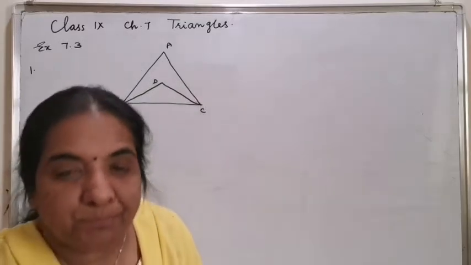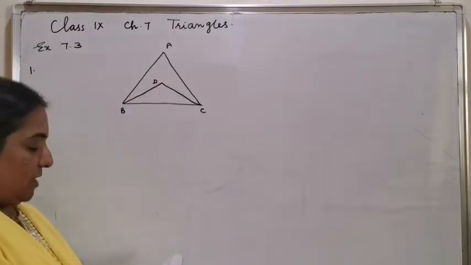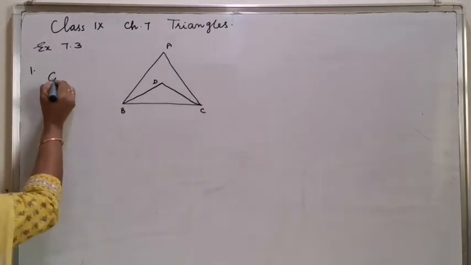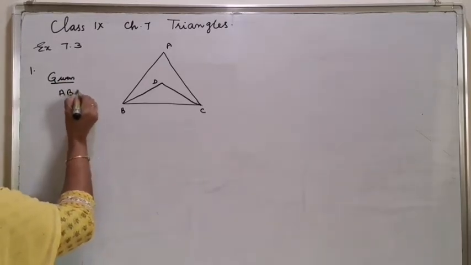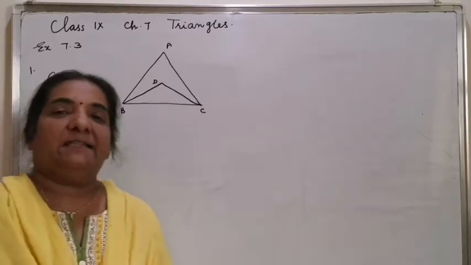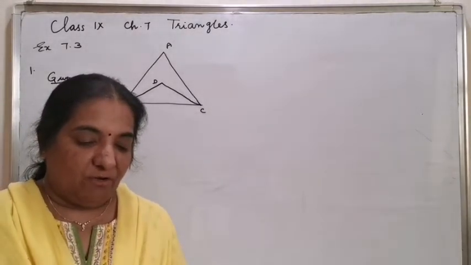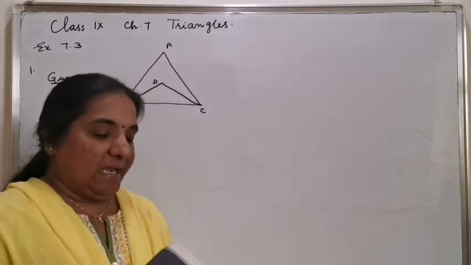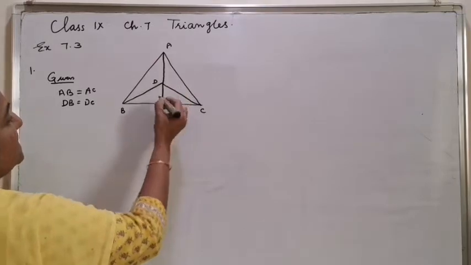Question number 1. Triangle ABC and triangle DBC are two isosceles triangles on the same base BC. So the given condition is triangle ABC and triangle DBC are isosceles, meaning AB and AC are equal, DB and DC are also equal, and they are on the same side of BC. Vertices A and D are on the same side of BC, and AD is extended to intersect BC at P.